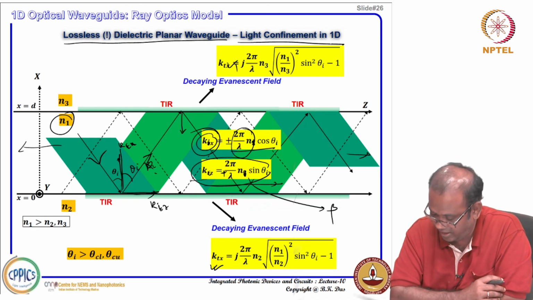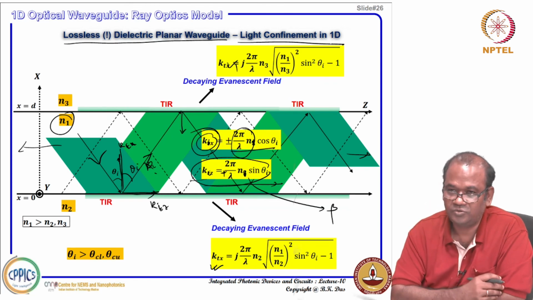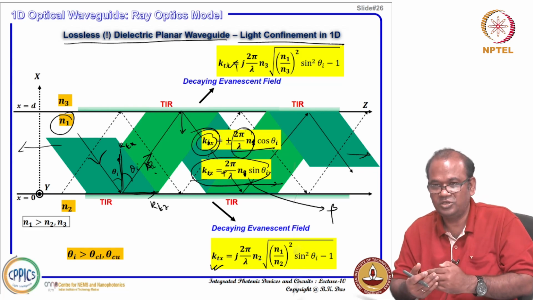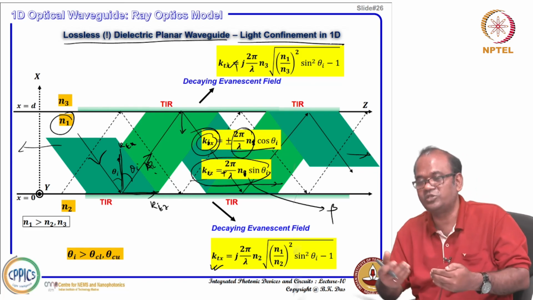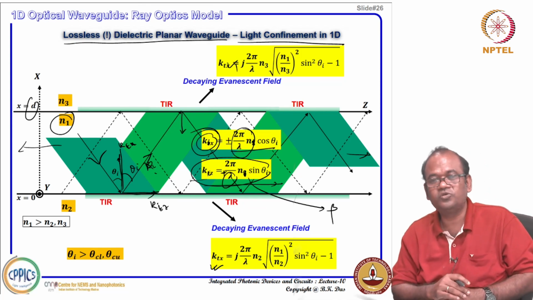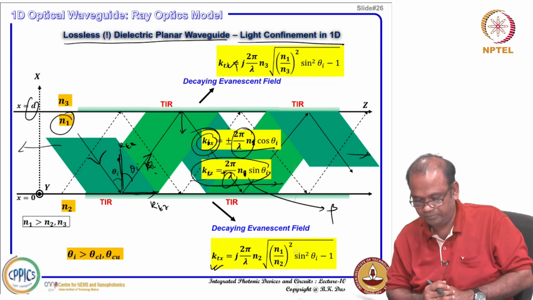With this I close today. I will follow up on this to understand how the modes are distributed, the different types of modes, and how many modes it can support for a given value of d and a given value of lambda. Those things we will be discussing in the next lecture.